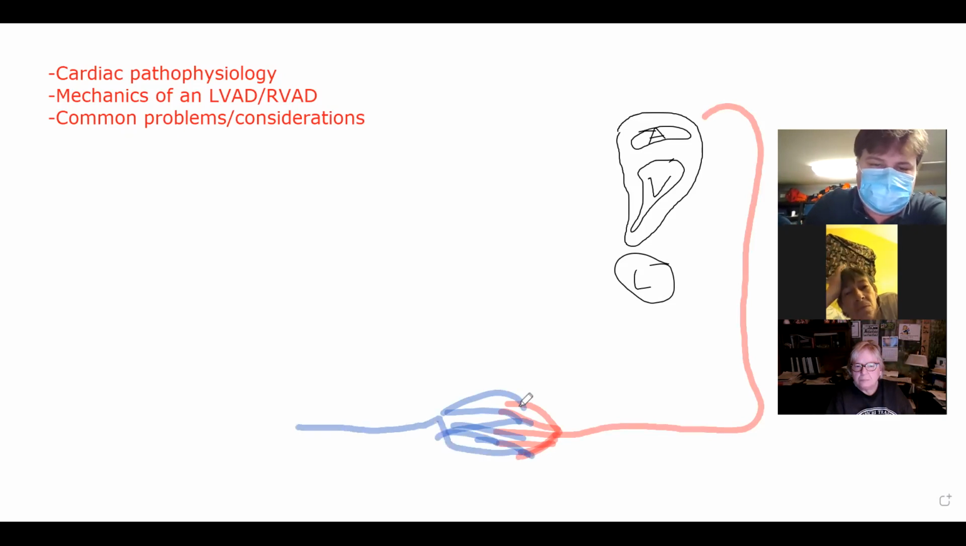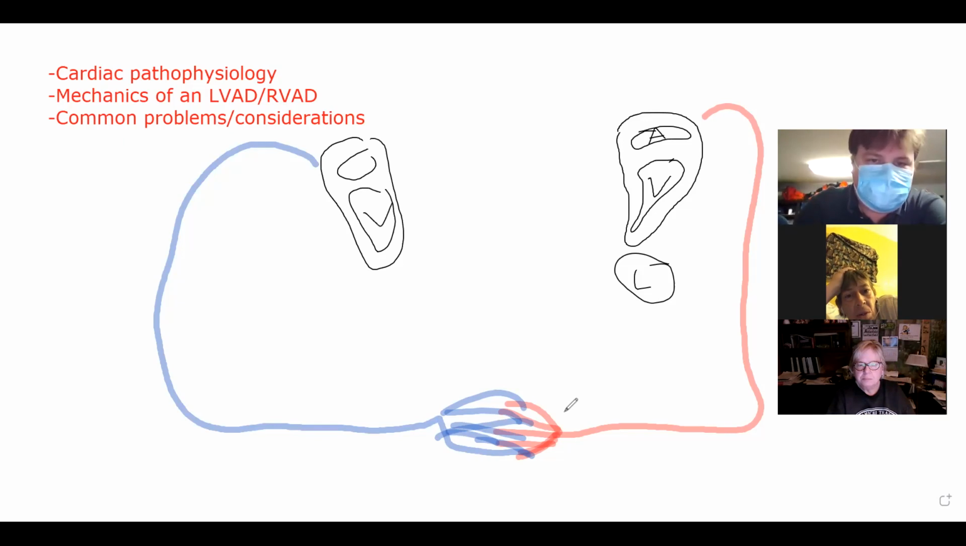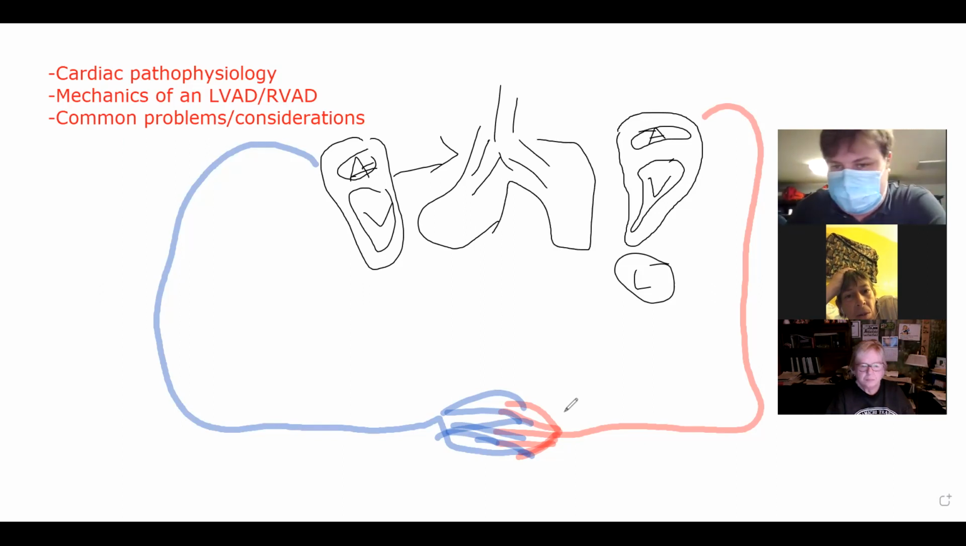And then your deoxygenated blood comes around, and it's received by the other side of your heart. It's received by the right side of your heart. The right side of your heart also has an atrium and a ventricle. And then somewhere in the middle of this connection right here, you have your lungs. And that's what's supplying the oxygenated blood back to the left side of the heart. So this is just the basic physiology that we see in someone that moves oxygenated blood around.